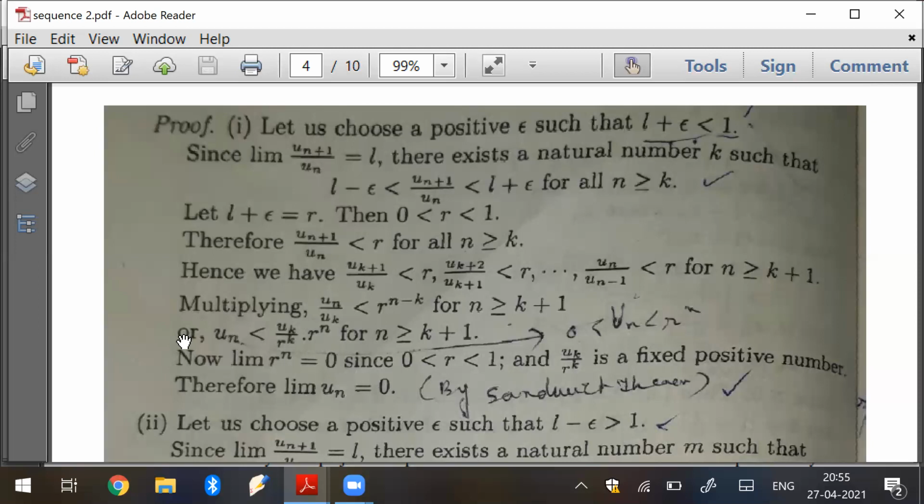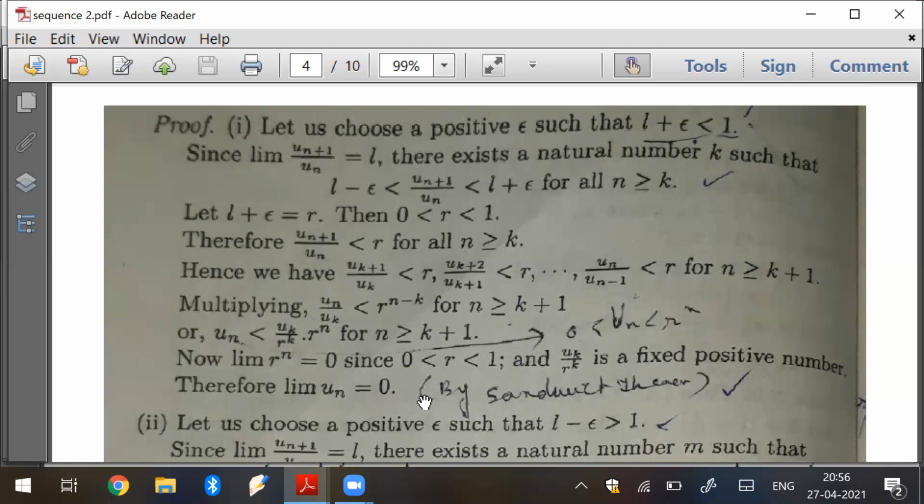So 0 on the left hand side, the 0 sequence is a constant sequence. On the other side you are getting some positive constant, as it is positive we need not be thinking about it, only r to the power n. So this is again a sequence which is converging. This sequence is sandwiched between 0 and r to the power n. The 0 sequence converges to 0, and r to the power n converges to 0. So as a result, u_n obviously converges towards 0 by the Sandwich theorem. Okay, so this is the result we are getting as is claimed in the theorem.